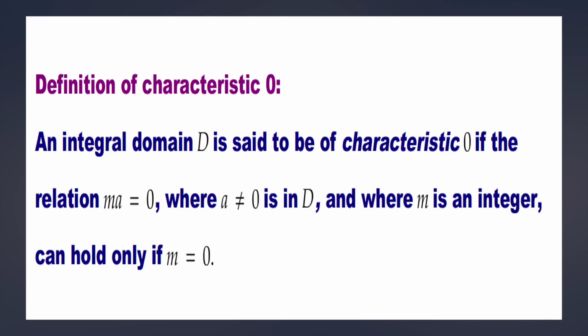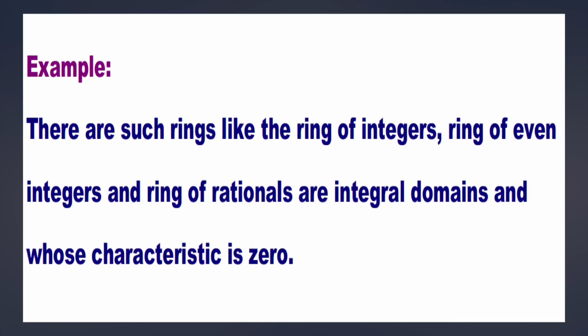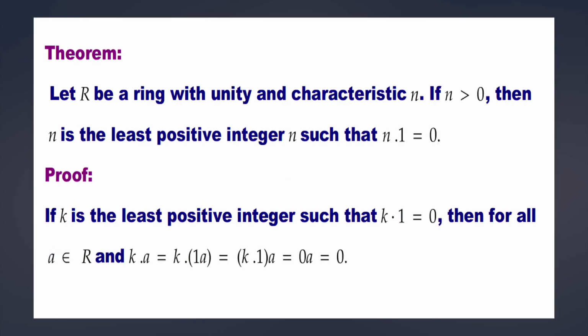An integral domain D is said to be of characteristic 0 if the relation ma equals 0, where a not equal to 0 is in D, and where m is an integer, can hold only if m equals 0. For example, the ring of integers, the ring of even integers, and the ring of rationals are integral domains whose characteristic is 0. Let us see a theorem.